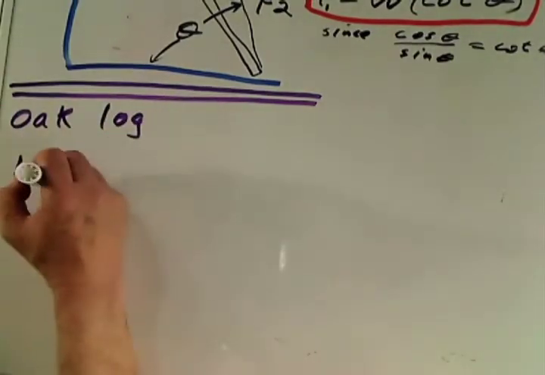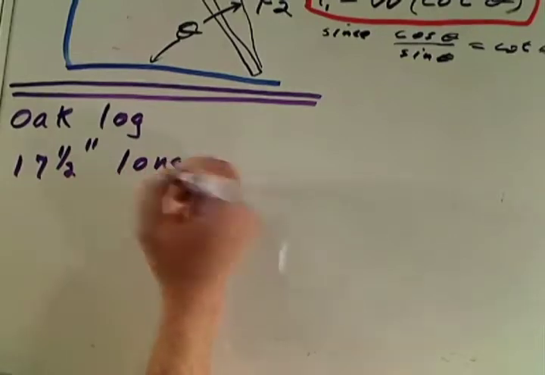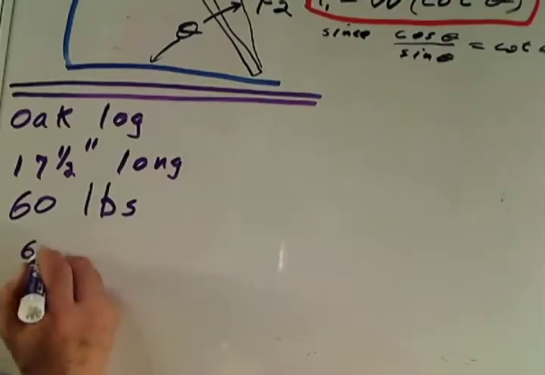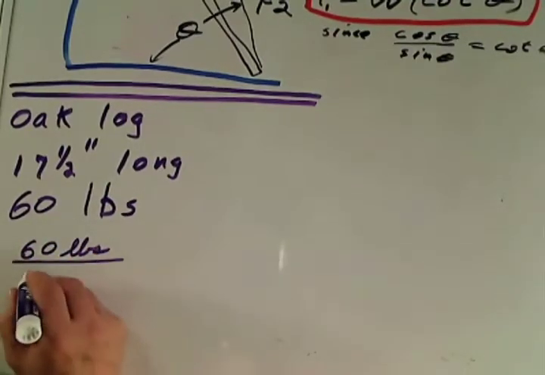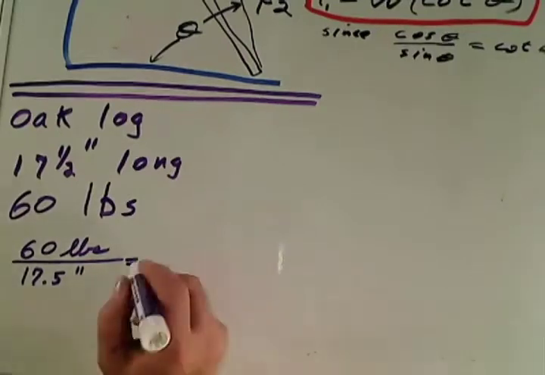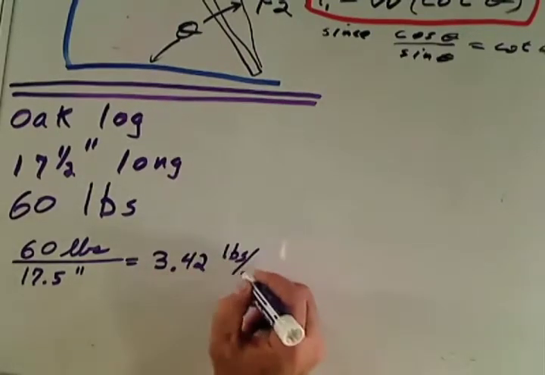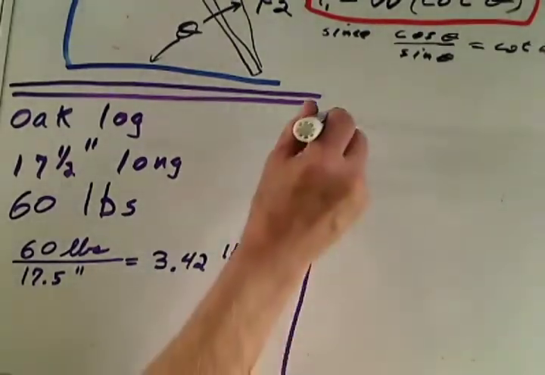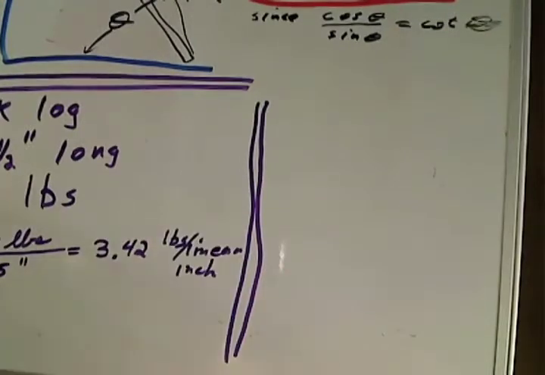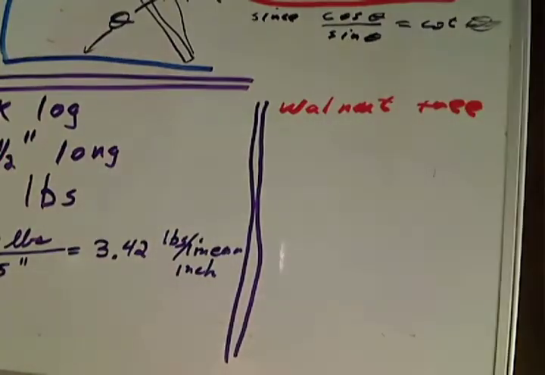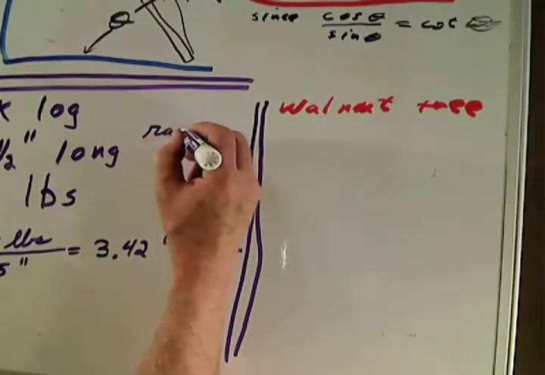How much does the tree weigh? Well, I look around in my yard and I find a log that's 17.5 inches long, 12 inches in diameter. It weighs 60 pounds. I happen to know that the log I'm looking at is made out of oak, not walnut, but I figured that's good enough. It's 12 inches in diameter, which means it has a radius of 6 inches. So it weighs 60 pounds. It's 17.5 inches long. Well, 60 pounds divided by 17.5 tells us that it's 3.42 pounds per inch, and that looks about right.